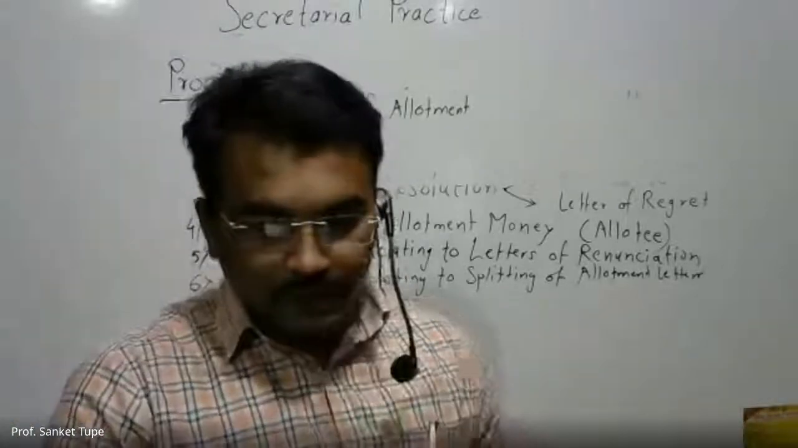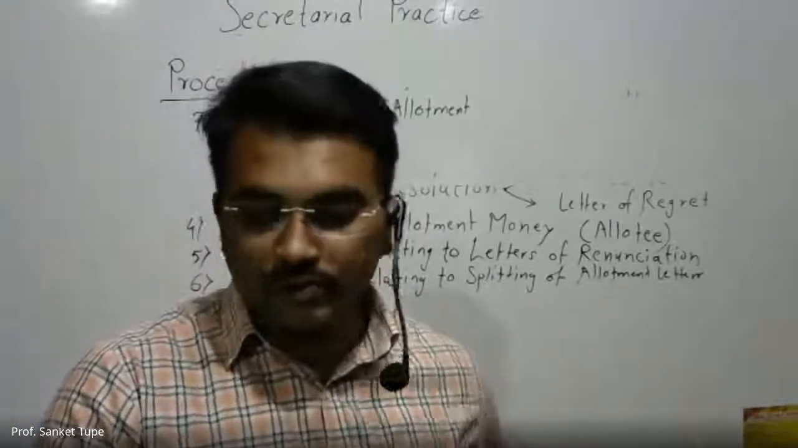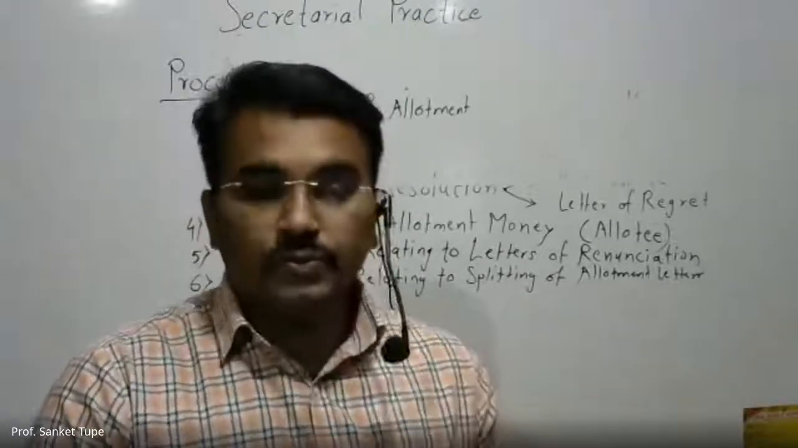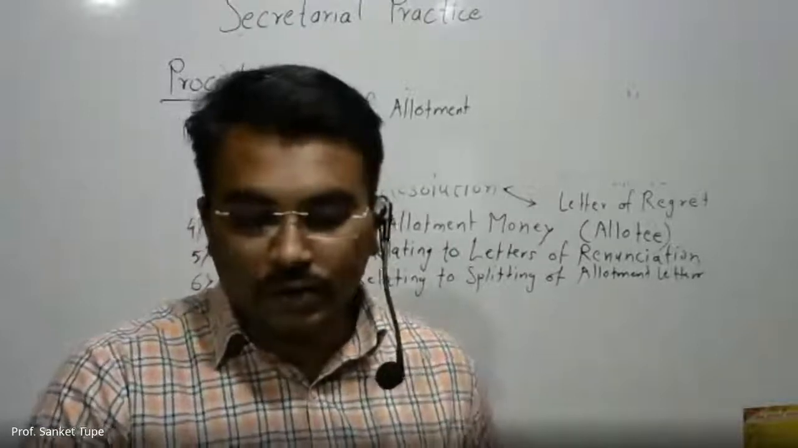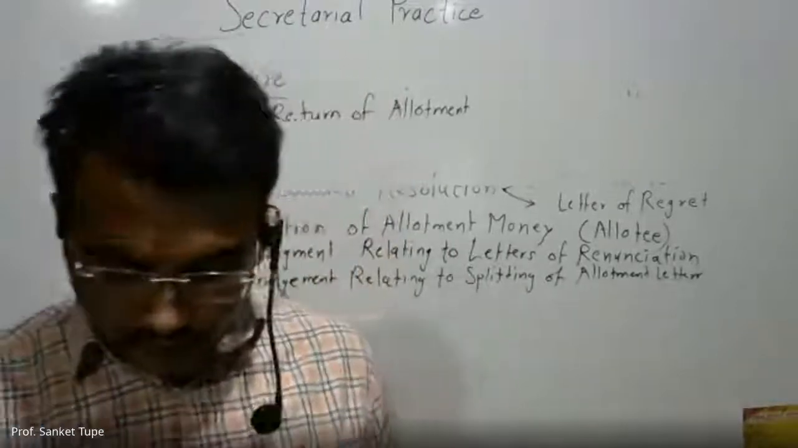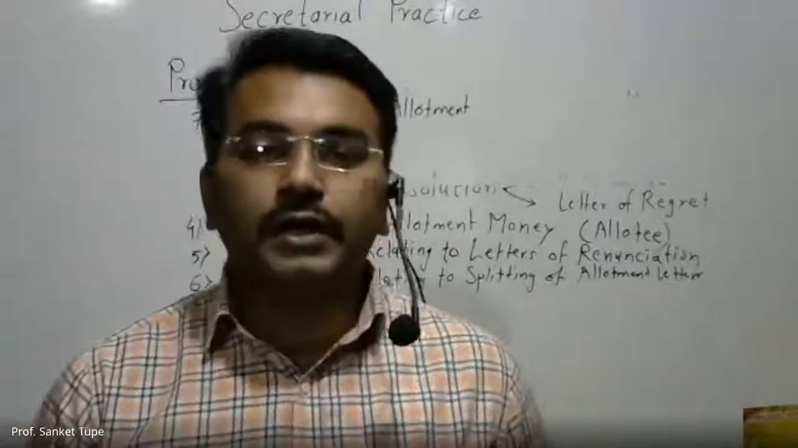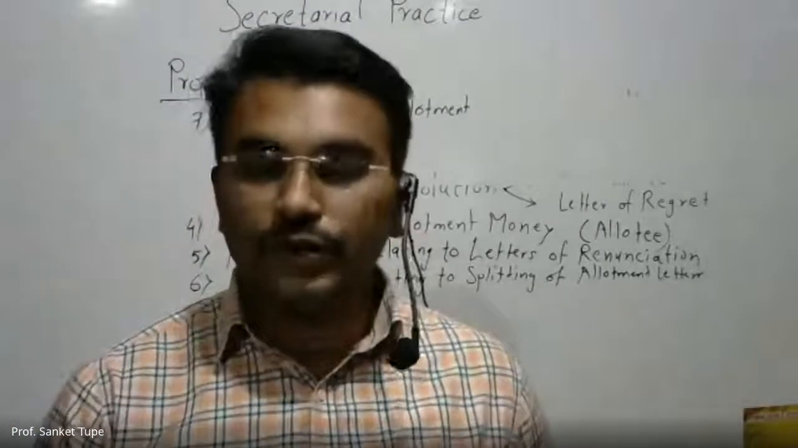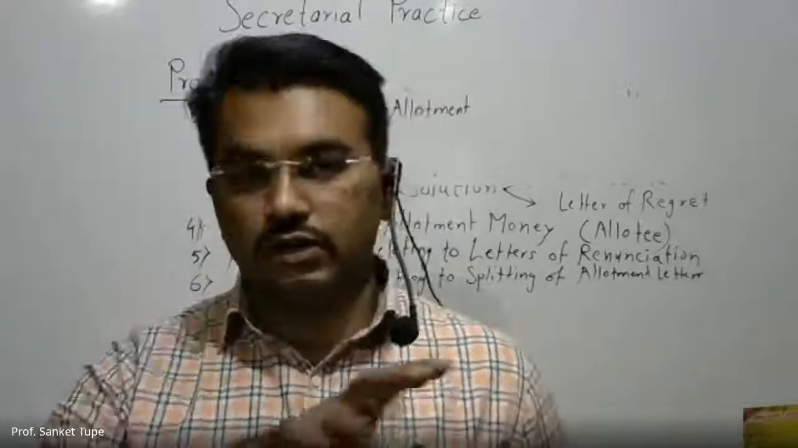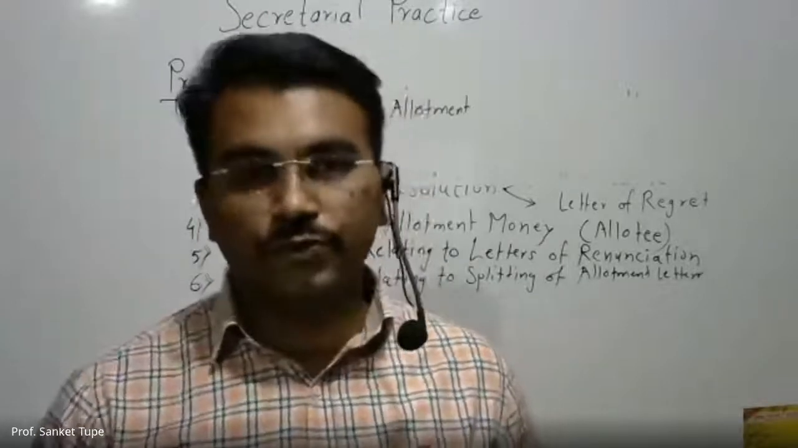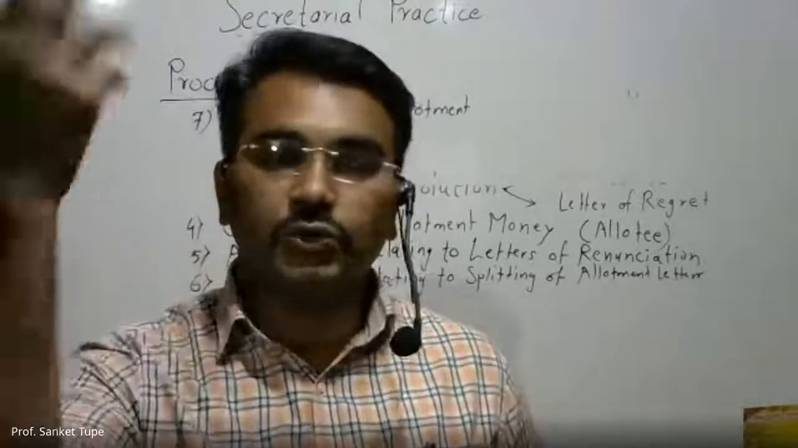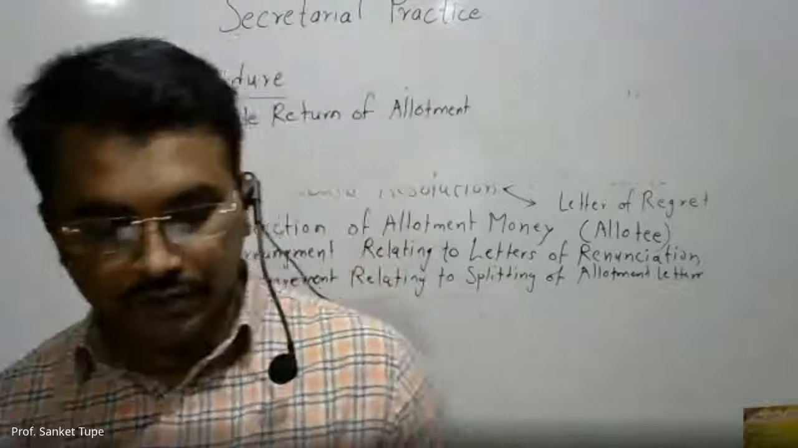The return of allotment contains details of allotment of shares, as I told you: names and addresses of allottees, value of shares allotted, amount paid or payable on each share, etc. That means whatever amount is collected by the company from the shareholders, the balance, all these things are filled in the given columns, signed by the board of directors and secretary, and sent to the ROC, that is the Registrar of Companies.